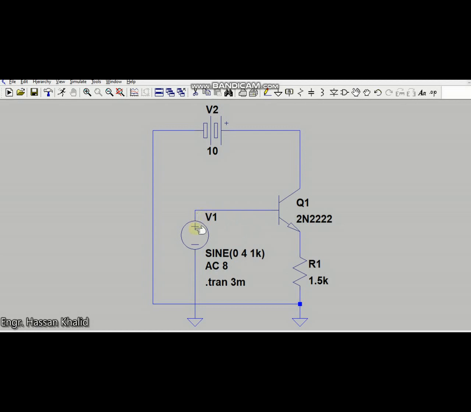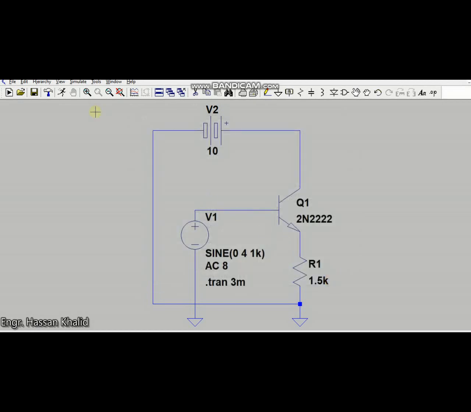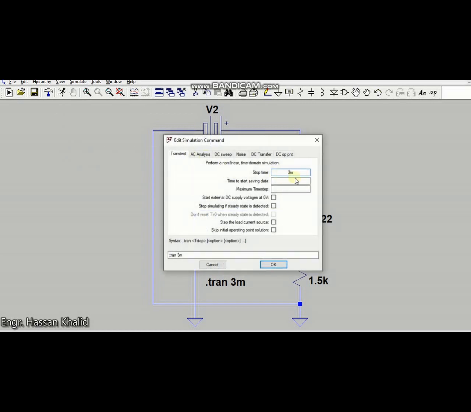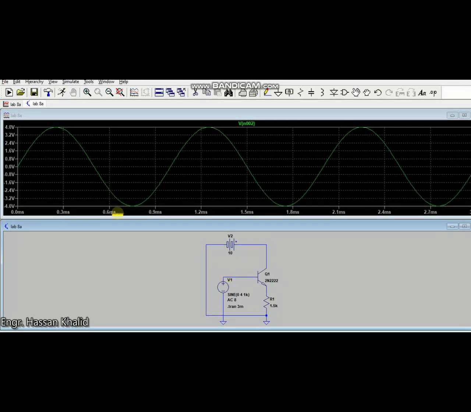Now this is my input signal, which is 4 volts peak, with a frequency of 1 kilohertz. Just go to the simulation tab, edit the simulation command, and set your stop time for the transient analysis. We have 3 milliseconds here. Now just simulate it. This is my input signal, and we have connected our load of 1.5 kilo ohm, so let's see what we are receiving on this side.